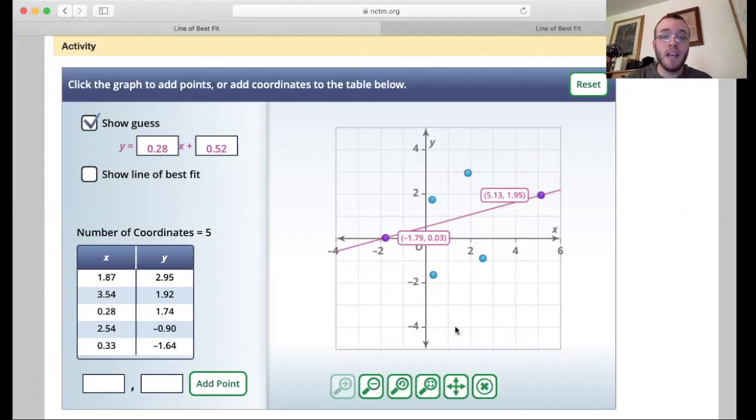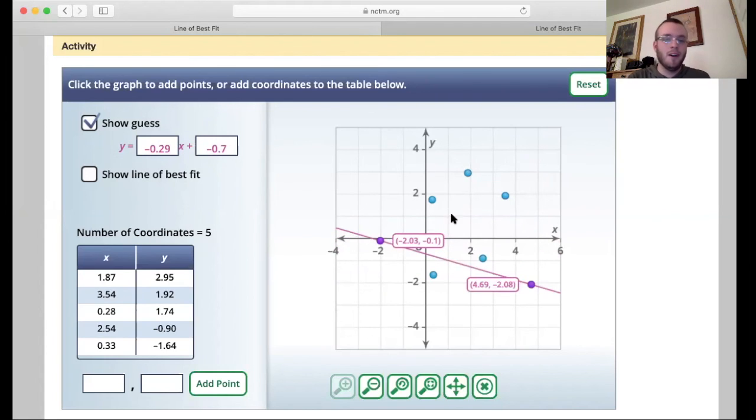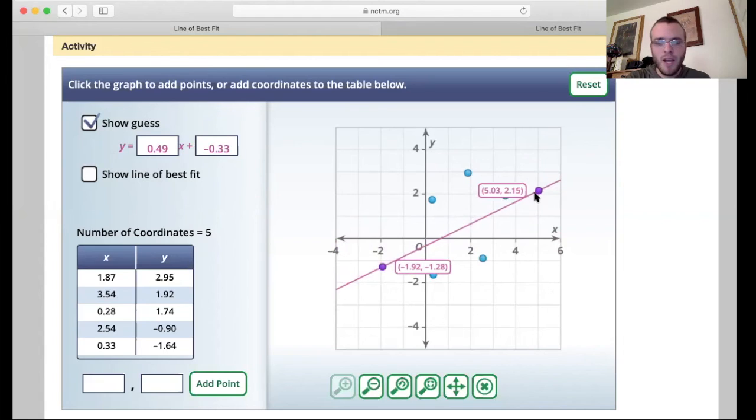Now, of course, we only have 5 points, so there's not going to be an even number on both sides, but you don't want something that looks like this. Obviously, there's way more points on one side than there is on the other. So I'm going to make my guess, and once you have a guess that you're happy with and that's finalized, oops, didn't mean to add a new point. Go ahead and click on Show Line of Best Fit and see how close you were.